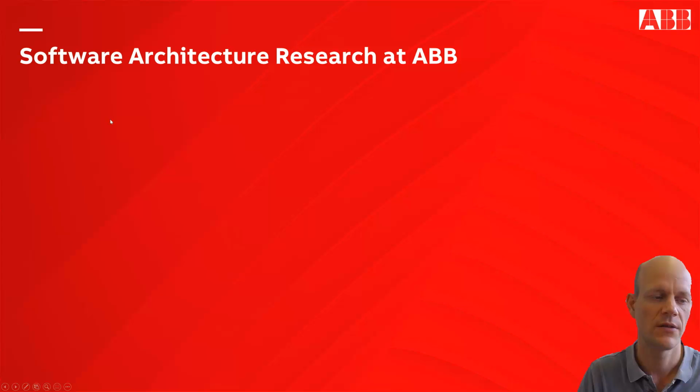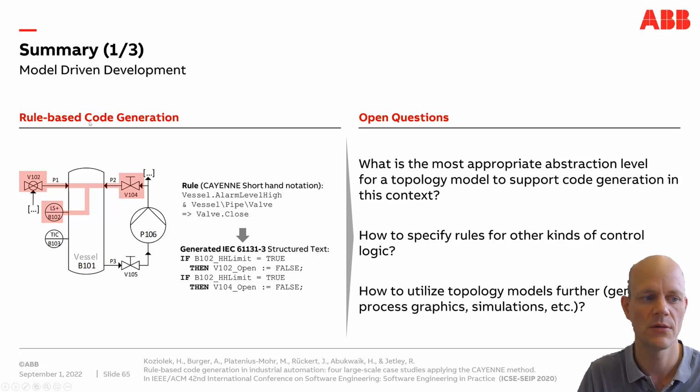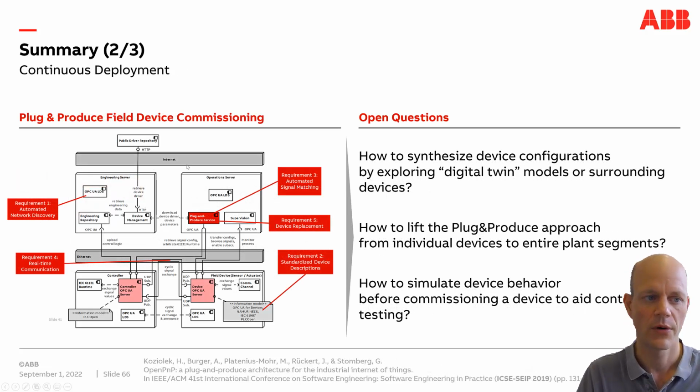I summarized 3 different directions for software architecture research at ABB in process automation. We had rule-based code generation as an example for model-driven development, where we generated source code based on the topologies specified by chemical engineers. But still we have a lot of open questions. What are appropriate abstraction levels for the topology models? How to use these generation approaches for other kinds of control logic besides interlocking logic? And how to use the rule-based generation for other things like process graphics generation, simulation generation, or even other things.